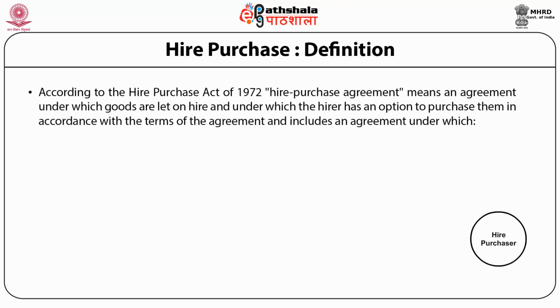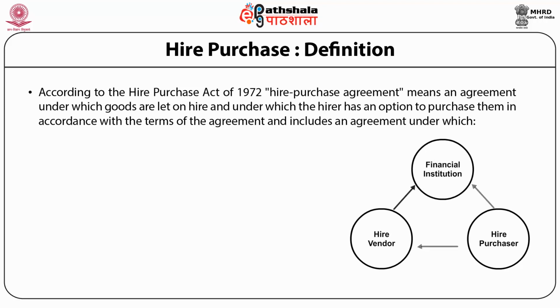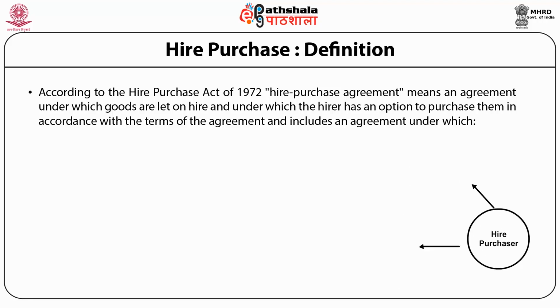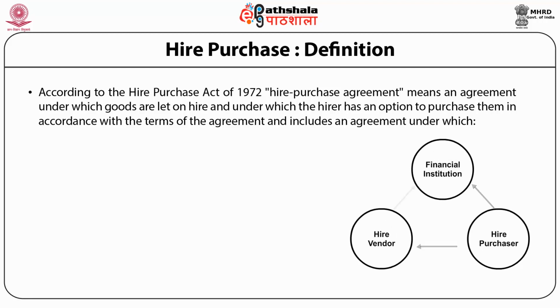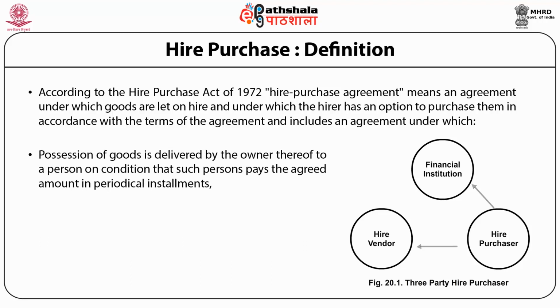Definition: according to the Hire Purchase Act of 1972, hire purchase agreement means an agreement under which goods are let on hire and under which the hirer has an option to purchase them in accordance with the terms of the agreement, and includes an agreement under which possession of goods is delivered by the owner thereof to a person on condition that such person pays the agreed amount in periodical installments.